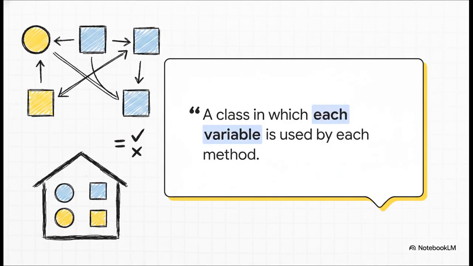Now, I love this quote. Uncle Bob defines class-level cohesion incredibly concisely. He calls it a class in which each variable is used by each method. It's a strict, clear benchmark for your variables and methods. It actually gives you a mathematical way to look at your code and ask, are these pieces actually talking to each other, or are they just awkwardly living in the same house?